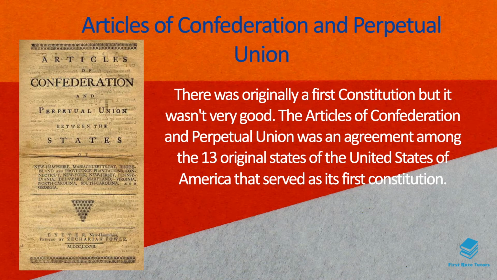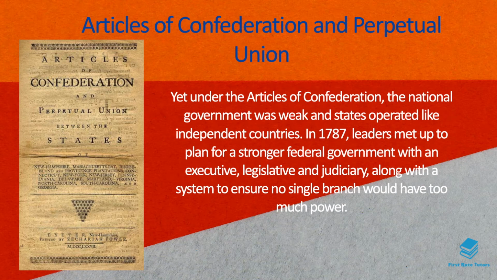Now, when it comes to understanding the general framework of the government, it's been influenced by two constitutions. The first is the Articles of Confederation and Perpetual Union. Always remember that there was originally a first constitution, but it wasn't very good. This was called the Articles of Confederation and Perpetual Union, which was an agreement among the 13 original states in the USA, and it served as its first ever constitution. However, under this constitution, the national government was quite weak and the states essentially operated like independent countries.